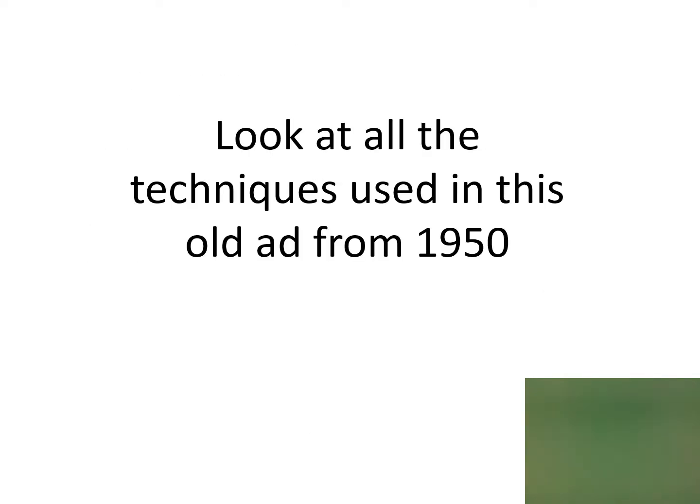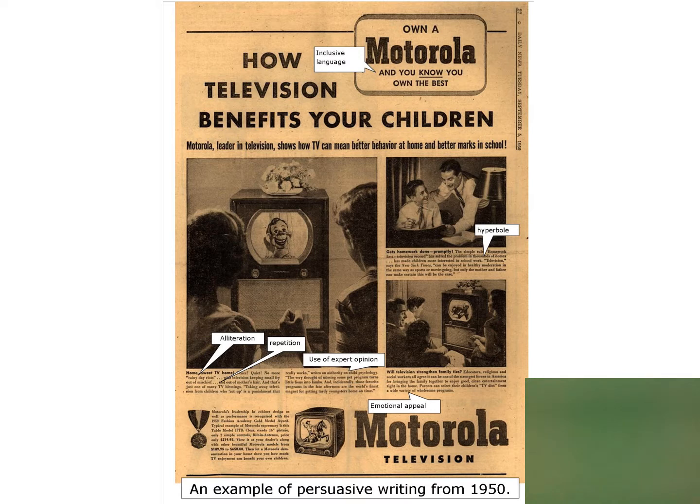Okay, now let's have a look at the kinds of techniques used in old advertisements from 1950. We have an extract from the newspaper, you can see. So in the newspaper we have an article, how TV or television benefits your children. You can see here we don't have short form, it is a formal article. Own a Motorola and you know you own the best. We have here inclusive language. You have addressing the reader directly. We have a repetition. We have the use of expert opinion, and we have emotive or emotional appeal.